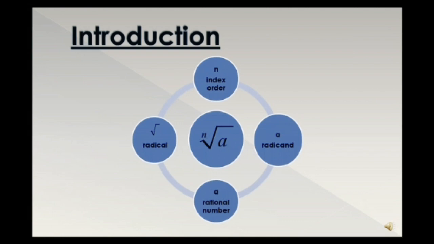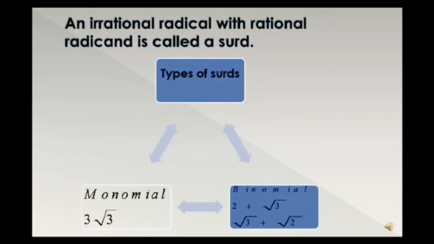Again we are repeating, what is a surd? The general form of a surd is, you know, nth root of a. n is the index order, under root is the radical, a is the radicand, a is also a rational number. Yes, good. An irrational radical with a rational radicand is called a surd. You know it very well.